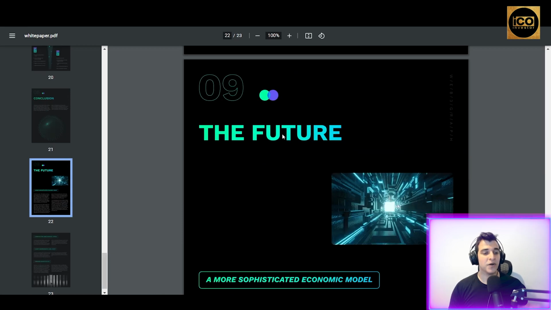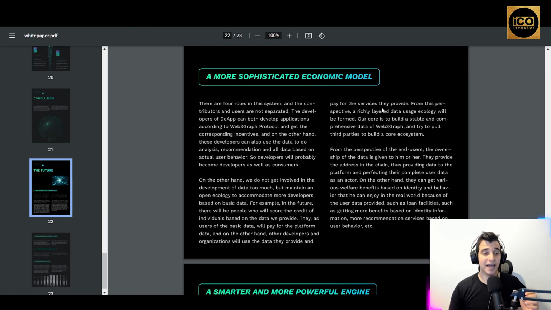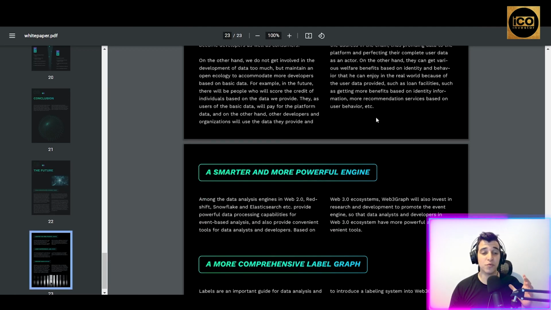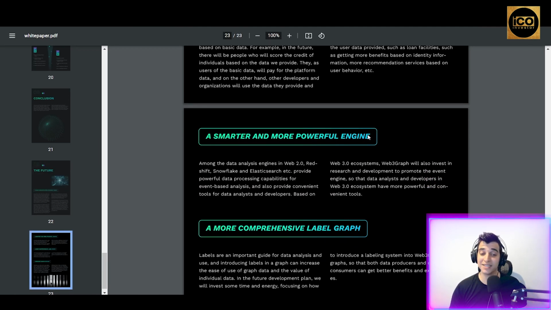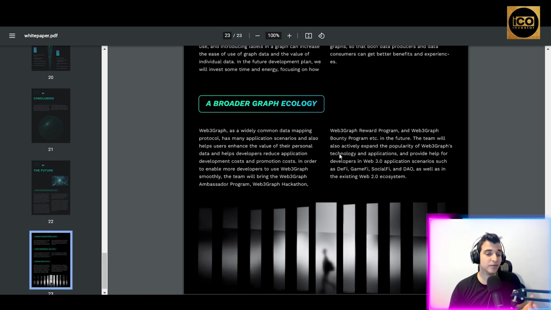But in the ups, you have more privacy, which is a great thing in a lot of aspects, you know. Now in the future, they're planning to have a more sophisticated economic model, and also a smarter and more powerful engine and a more comprehensive label graph, which is always great. And by the way, they will also have a broader graph ecology, and that way they will probably be able to meet more needs and more end users, which is great because that way they will have more users. Probably the reward program will help more people to earn more. You know, everyone loves to get money.